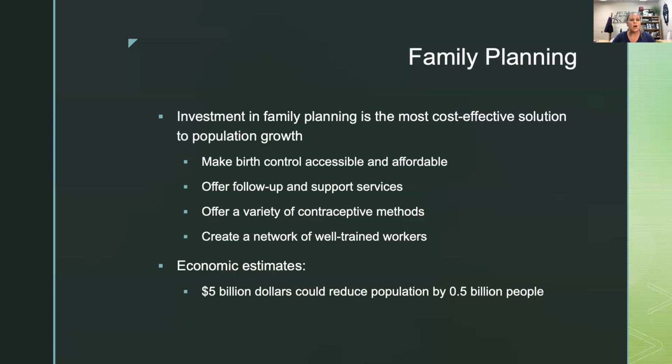care. We need to offer a variety of contraceptive methods because what works for one person's family might not work for another. And we need to create a network of well-trained workers who can work with the people who are carrying pregnancies to assure them that they know all of the available options that they have. And so there have been a number of studies that have estimated that if we just spent $5 billion globally on family planning alone, we could reduce the population by 500 million people in the next 10 years.